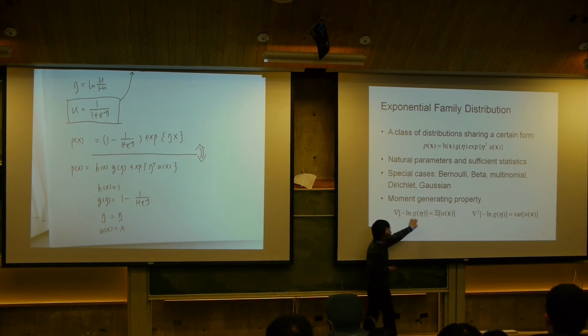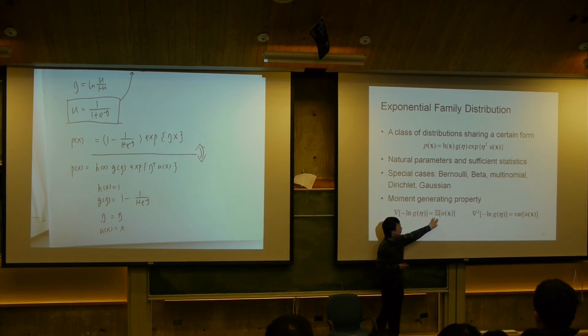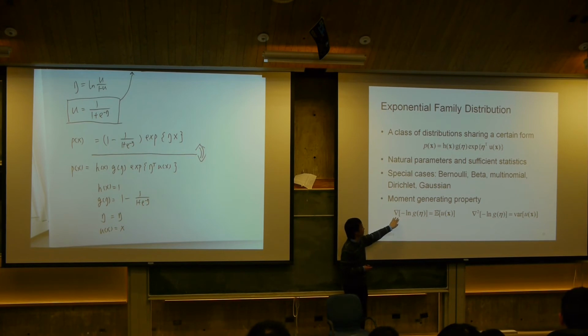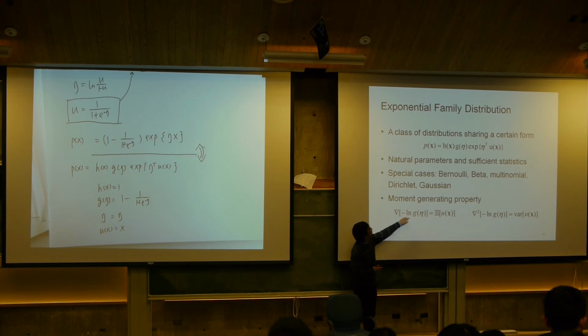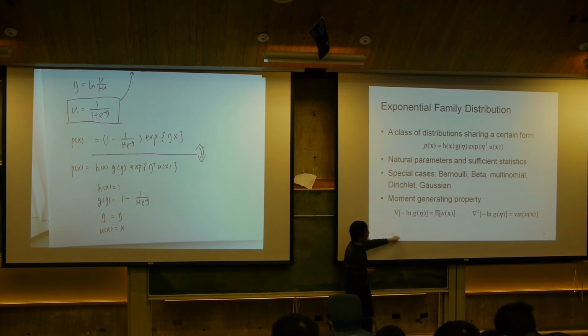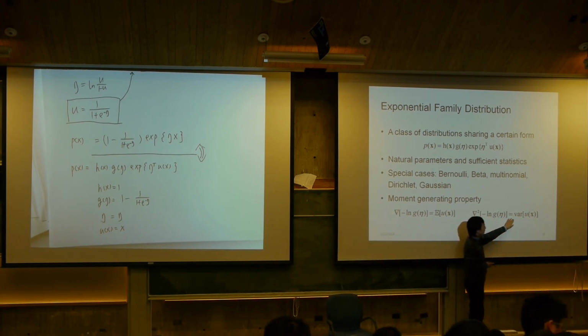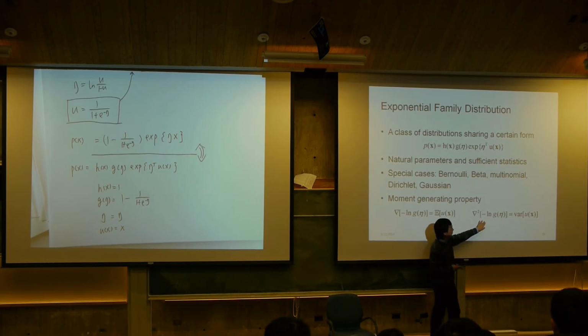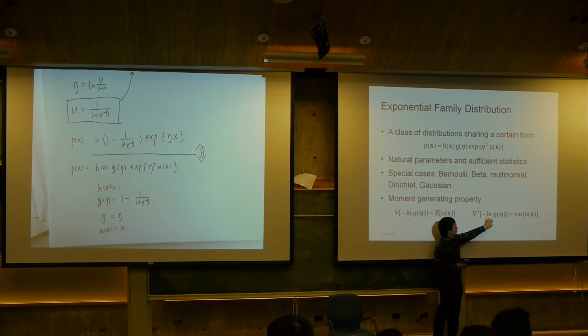You can see from these two equations, if you want to estimate the expectation of the sufficient statistics, you just take the derivative of the negative log g of eta. Remember that in that form, it is a function with respect to the natural parameters. If you want to estimate the variance of the sufficient statistics, just take the second derivative of this function.